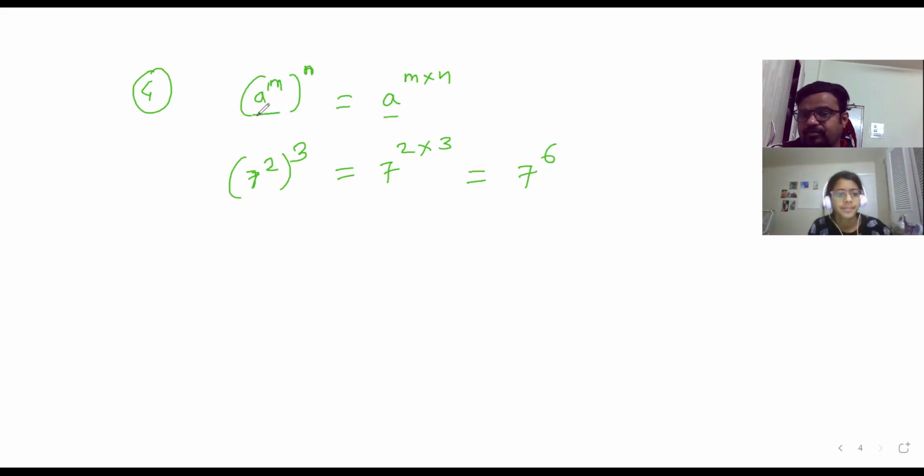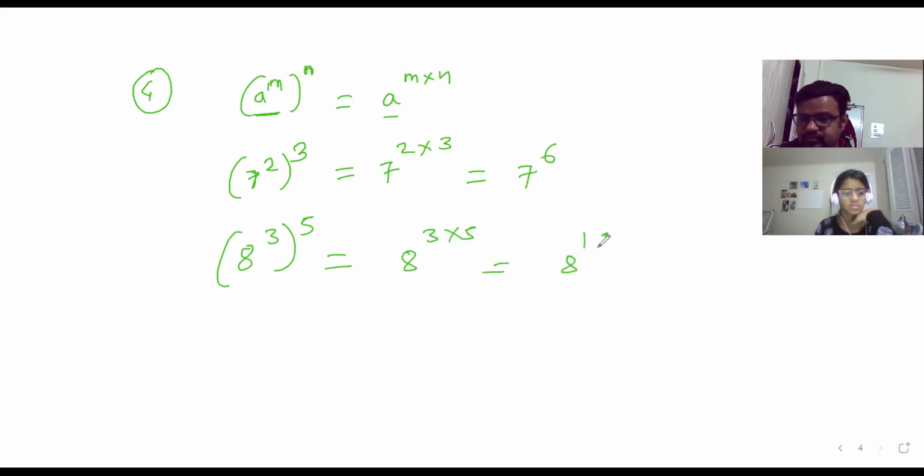Okay. So the number has an exponent and then again its exponent is taken. Then these two powers get multiplied with each other. I'm giving another example. 8 raised to 3 raised to 5, it becomes 8 raised to 3 times 5. 3 fives are 15. 8 raised to 15 will be there. Got it? Got it.